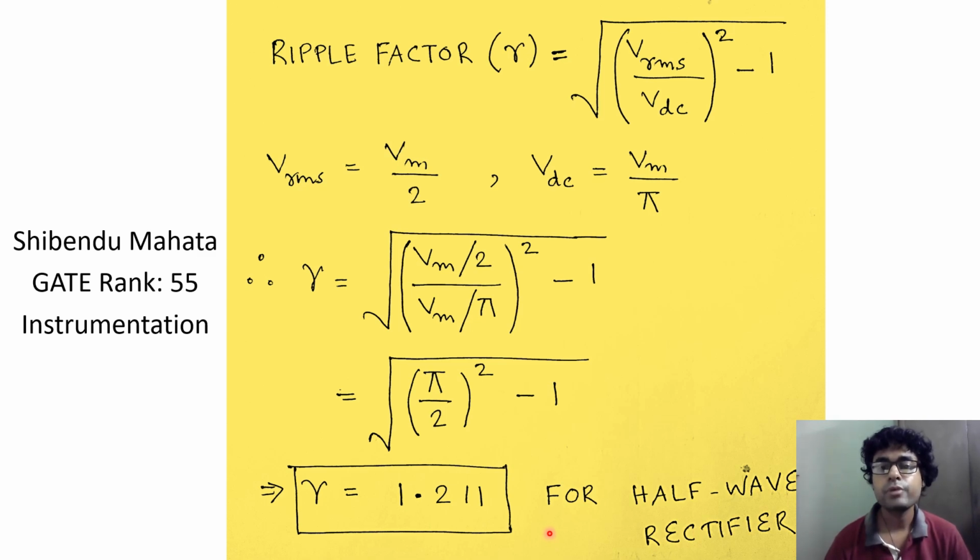So next, when we proceed to the full wave rectifier, you will find that the ripple factor will substantially decrease. For a full wave rectifier, it will turn out to be 0.48.